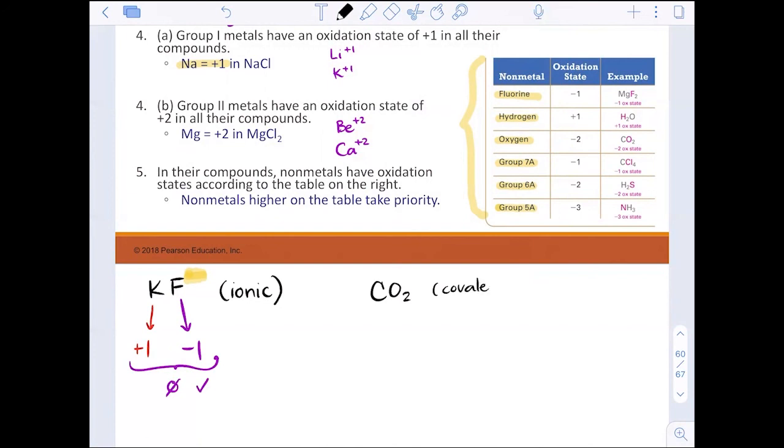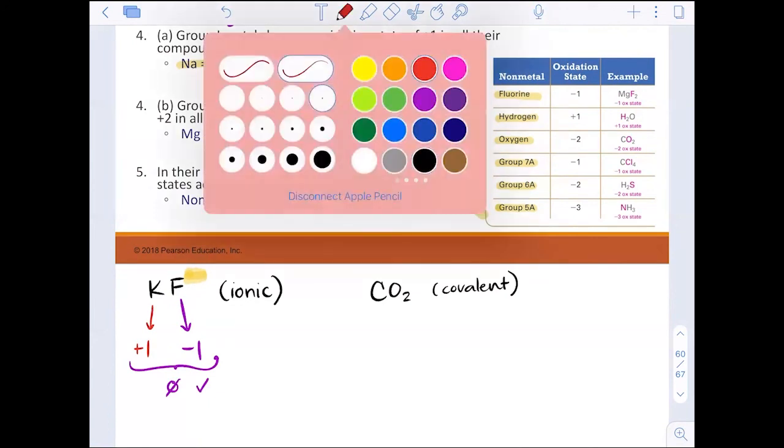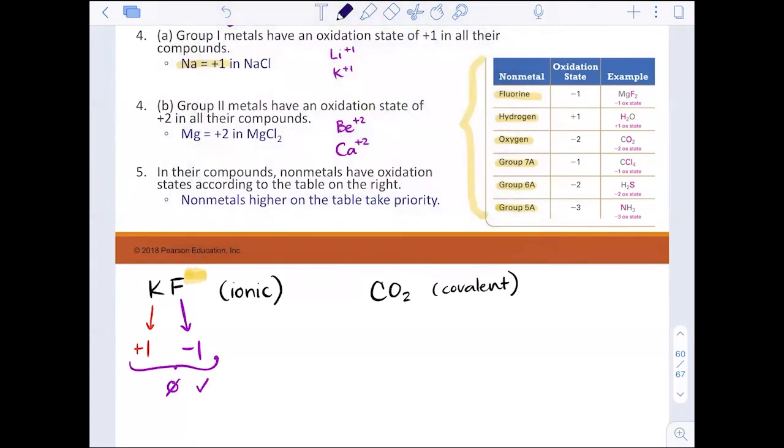For a covalent compound such as CO2, it's not as easy. I only can use this chart over here on the right-hand side. I'll start by moving down the hierarchy and I come to oxygen first. So I assign oxygen the -2 oxidation state.